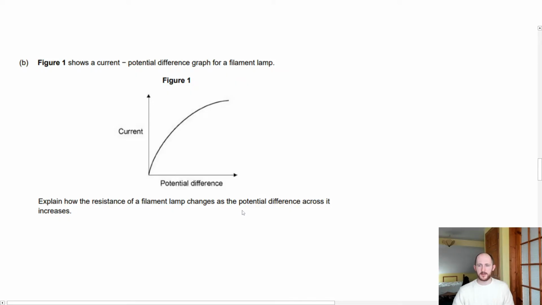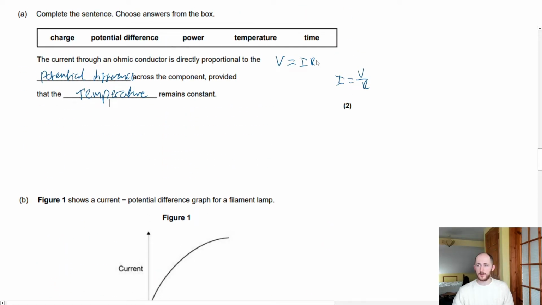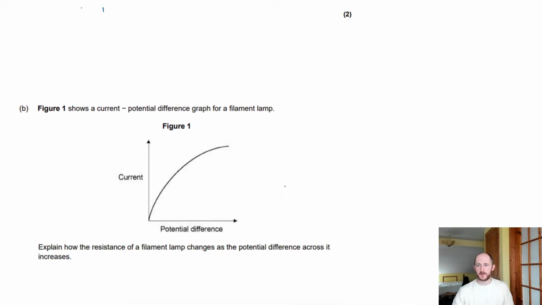Explain how the resistance changes as the potential difference across it changes. The first thing I would do is, using Ohm's law, we have V equals IR, is work out what resistance actually is. So on a diagram like this, resistance is V over I. If I look at the gradient of this, it gives me I over V.